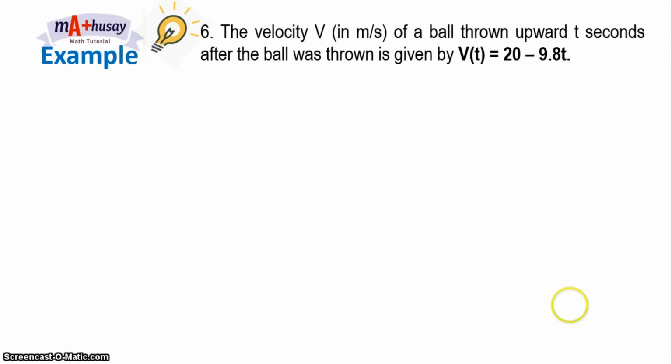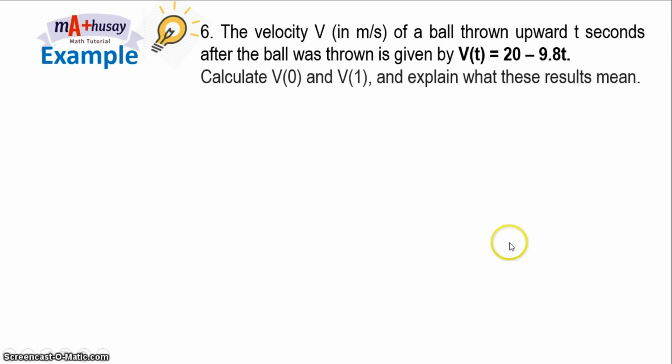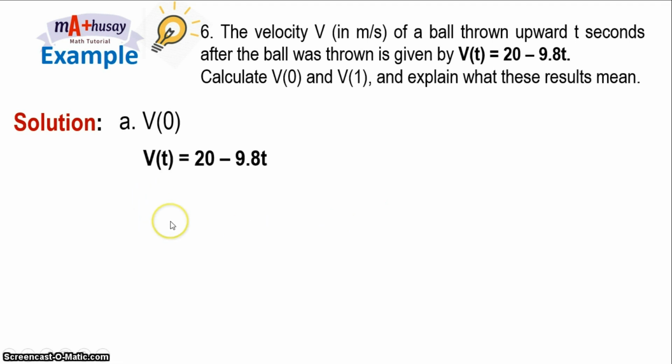Let's take example number 6. The velocity v in meter per second of a ball thrown upward in t seconds after the ball was thrown is given by v of t equals 20 minus 9.8t. Calculate v of 0 and v of 1 and explain what these results mean. So, we will evaluate and calculate v of 0 and v of 1. So, let's start with v of 0.